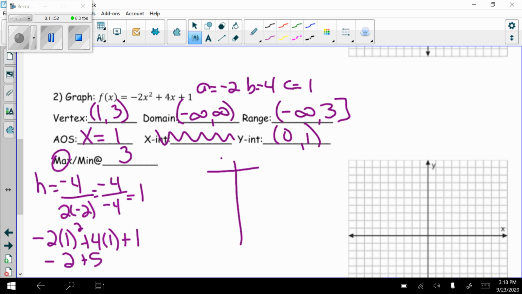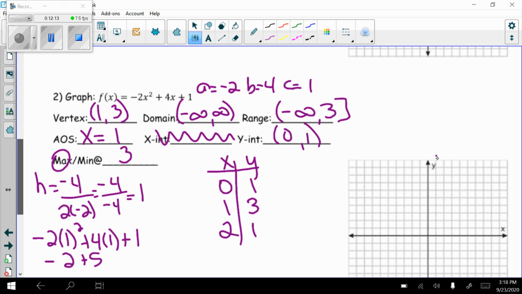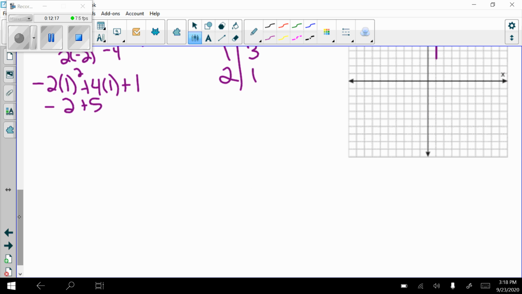Okay, my xy table, vertex in the middle, 1, 3. My y-intercept, 0, 1. And again, I'm looking for the point that's symmetric on the other side. I go from 1 to 0, it was just one spot. So one spot on the other side of my vertex is 2, 1. Plot these points. A little bit over 1, up 3. Oh, too much. Over 1, up 3.